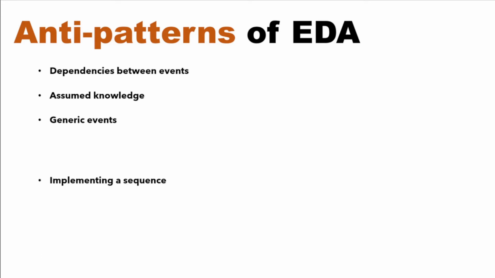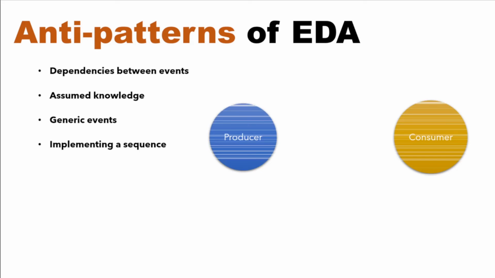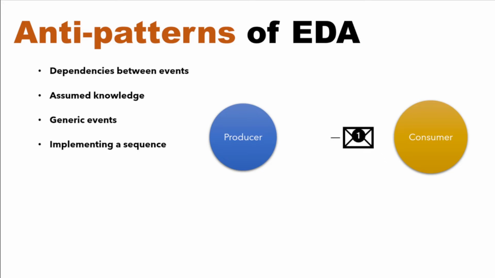The last one I'm going to talk about is implementing a sequence. Implementing a sequence, such as event 1 should be followed by event 2 coming from the producer, is not the correct thing to do in event-driven architecture, because you're assuming the order in which a certain consumer is going to process those events. Events should be isolated from each other. There are patterns that exist for coordinating events, such as the orchestration and the choreography patterns, that should be used in cases where you need to coordinate sequences between the events, but this is not happening on the producer side.